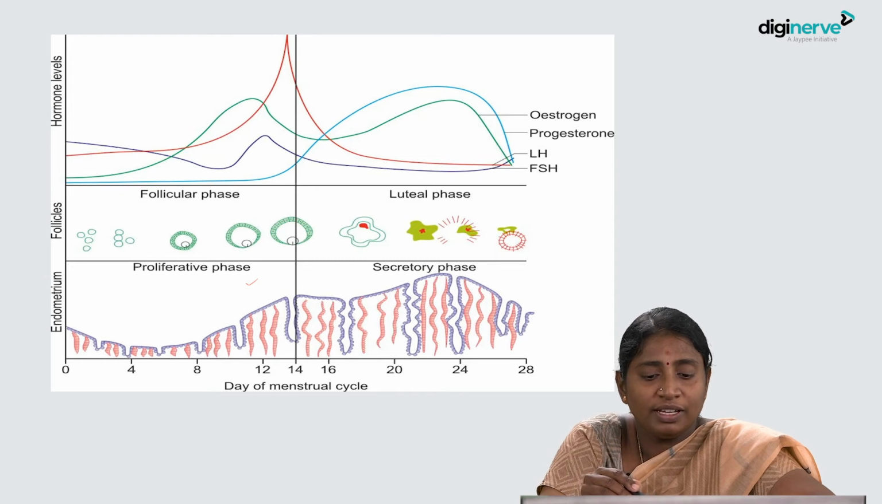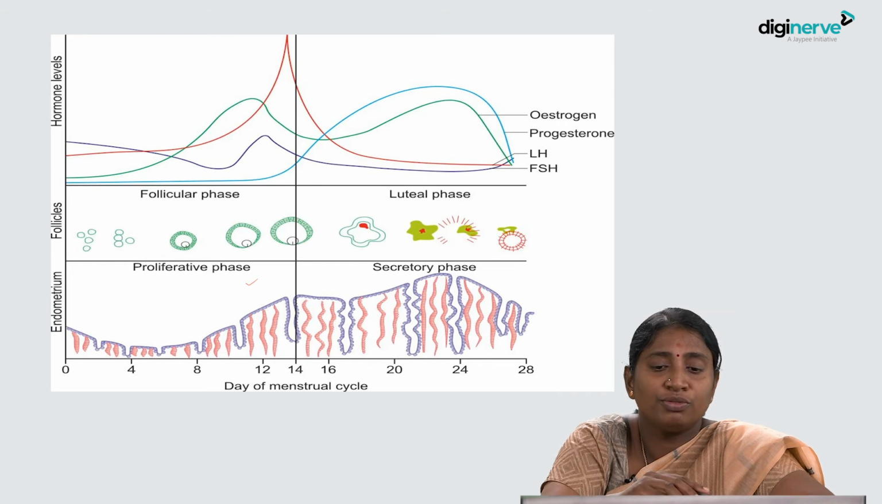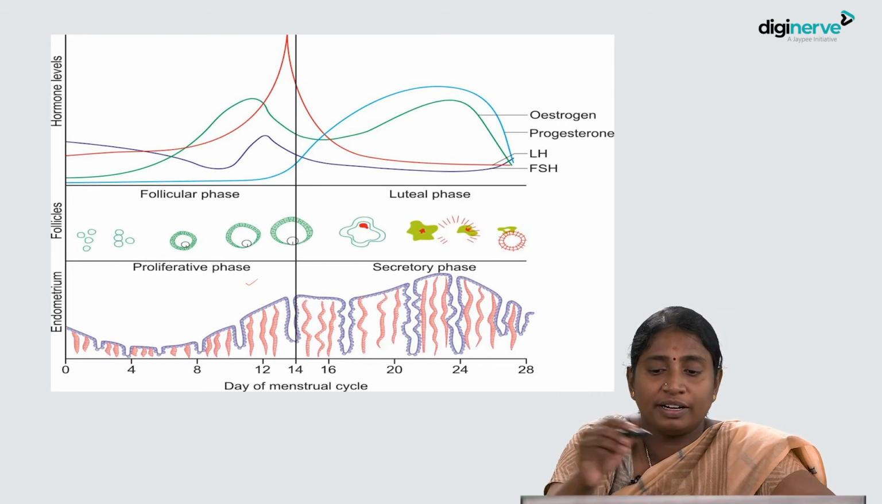And the luteal phase is the phase after the ovulation, after the corpus luteum is formed, after the Graafian follicle ruptures and releases the ovum; this phase continues. During the same time in the endometrium, the secretory phase continues, and this LH peak just before the ovulation you can appreciate in the red line.